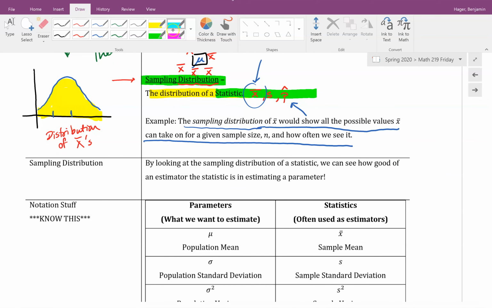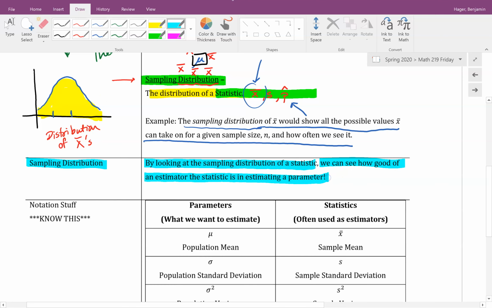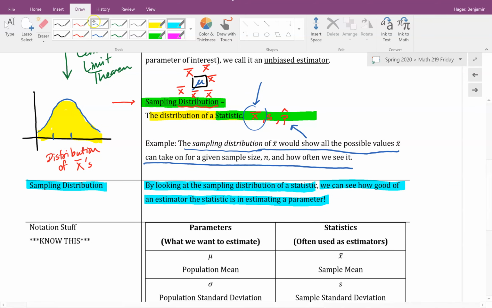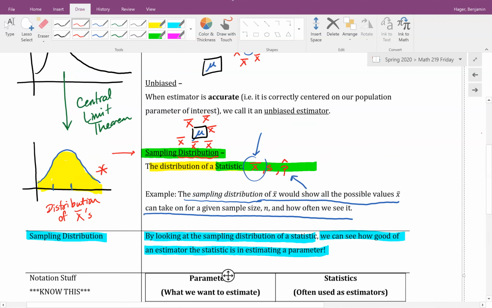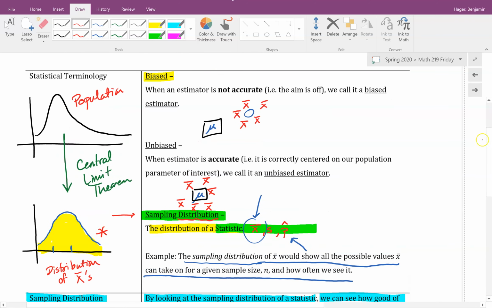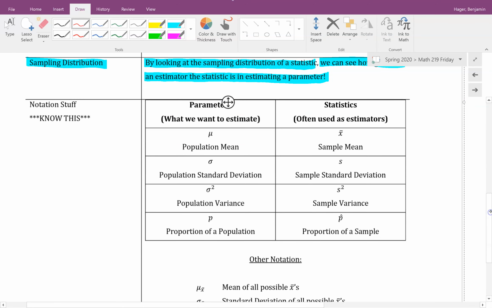So here is a little more information about sampling distribution. By looking at the sampling distribution of a statistic, like we did here, we can see how good of an estimator the statistic is in estimating a parameter. That, and the big fact that it's really easy to work with normal curves, right? A lot easier to learn something from this curve than from this right skewed curve up above, the original population. Okay, so here's a lot of notation. Make sure you know this stuff, okay?